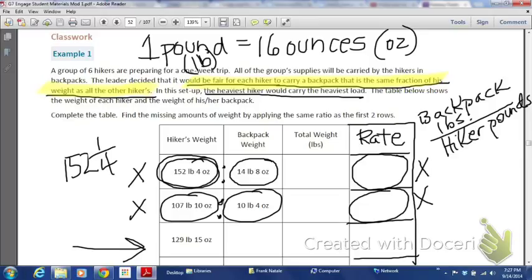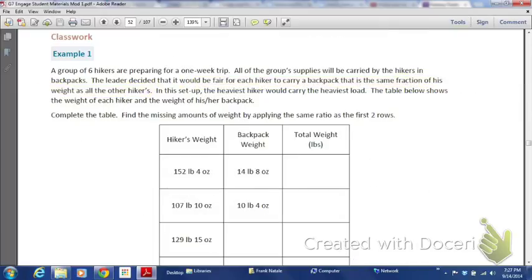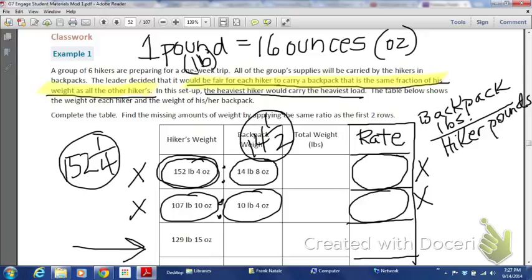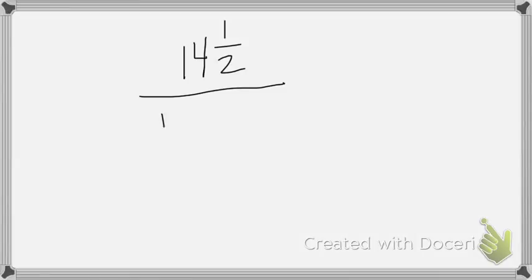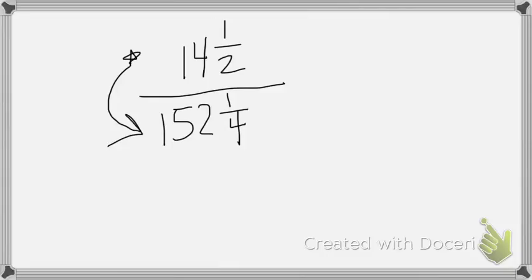We know what we can do with that. We can make that 14 and a half. Okay, 14 and a half. So let's go ahead and move ahead in the slideshow and make a whiteboard. What do we have? We had 14 and a half over, let's go back, 152 and 1/4, because we are getting backpack weight per each pound of hiker weight.